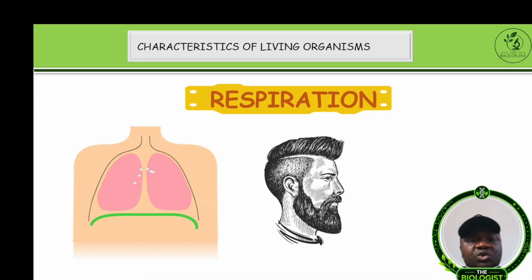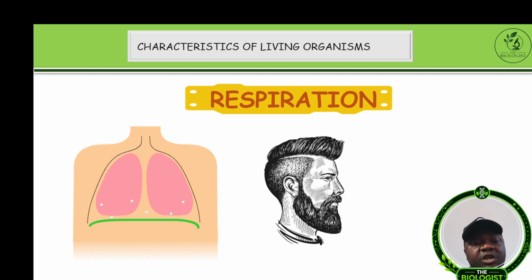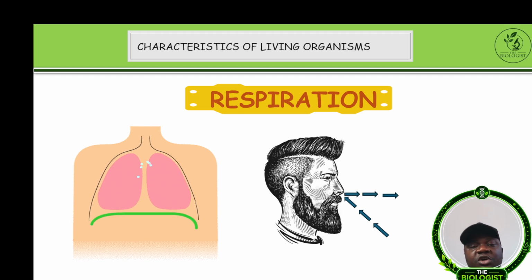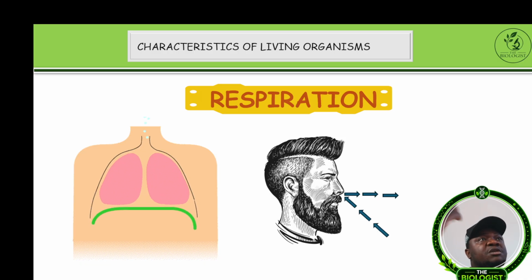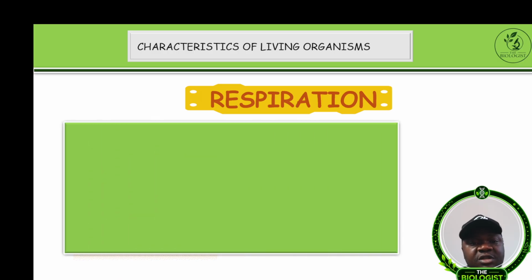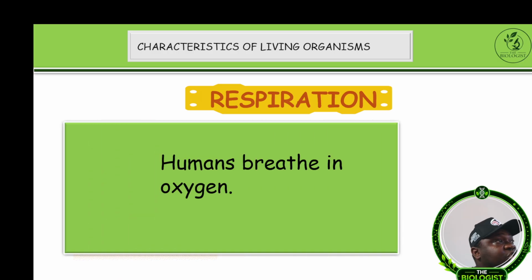So the next one is respiration. Respiration is very important because without breathing, no organism can survive. Both plants and animals cannot survive without respiring. We take oxygen in through our nostrils and we give out carbon dioxide as a waste product. So we all respire by breathing in and breathing out for us to be able to survive. This is one of the characteristics of living things. In humans, oxygen is an important gas which we utilize for respiration in the body.